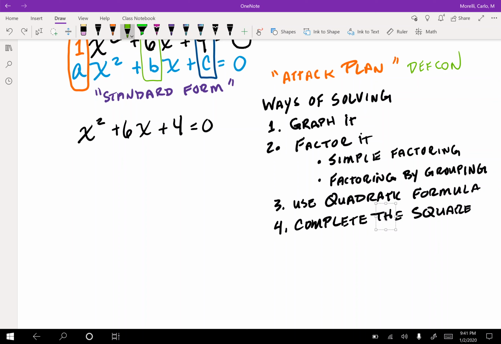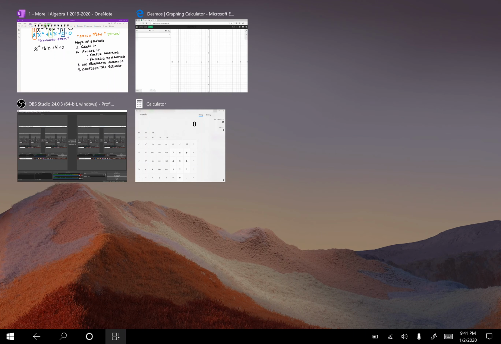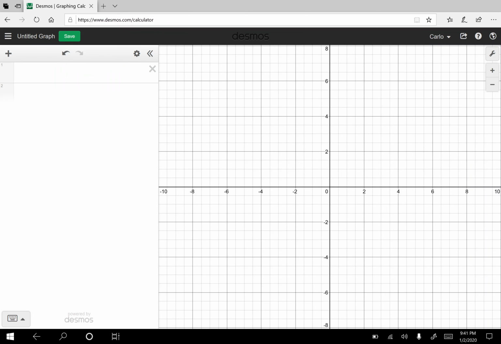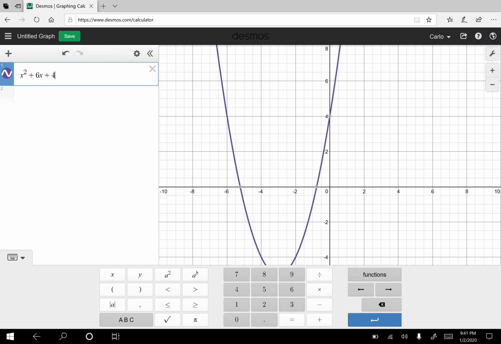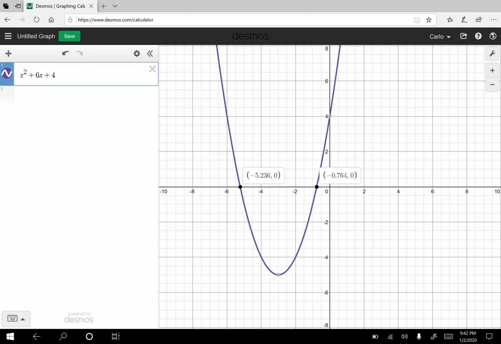So first, let's graph this thing. X squared plus 6x plus 4. Let's go to Desmos and plug it in. Because this is definitely the easiest way, right? X squared plus 6x plus 4. There it is. Right there. Those are the 2 places where it crosses the x-axis.